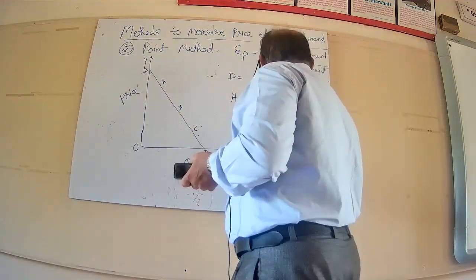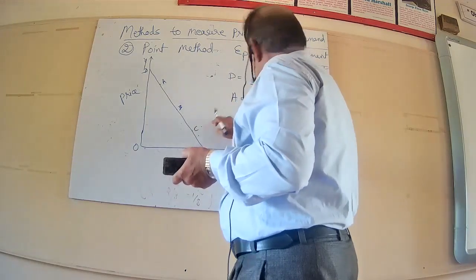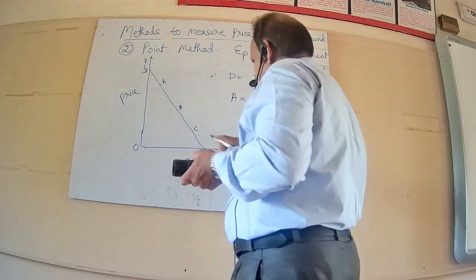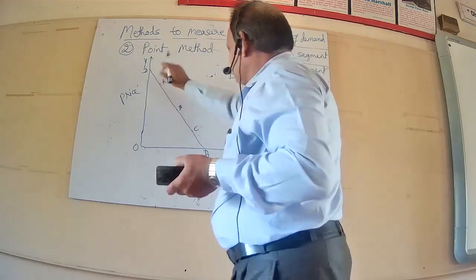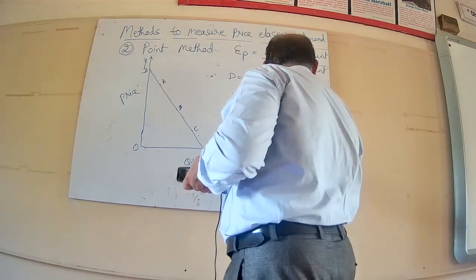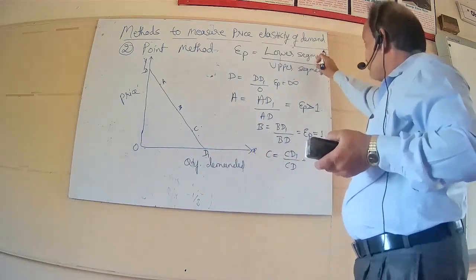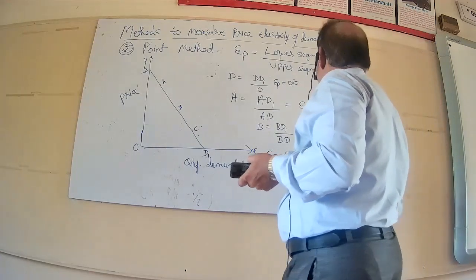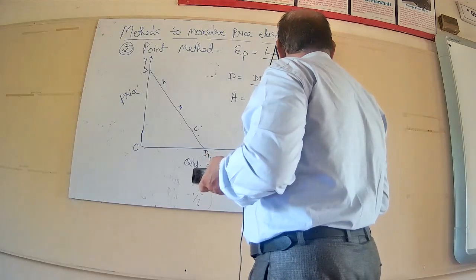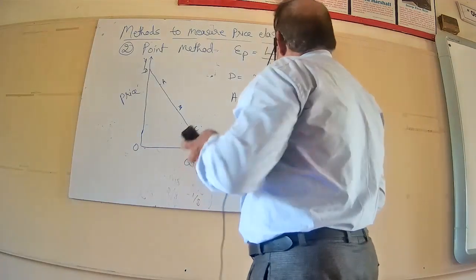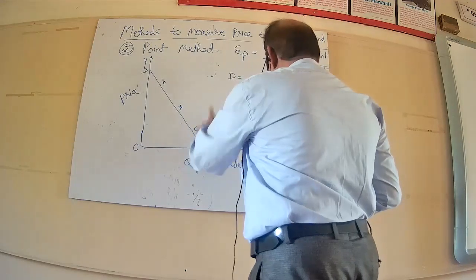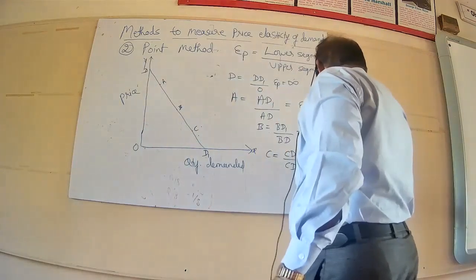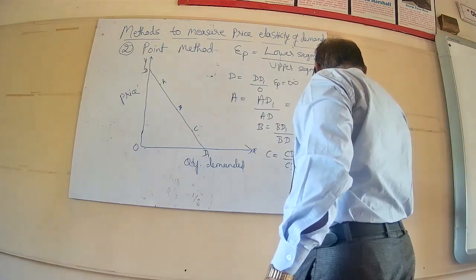Okay, then come to point C. At point C, lower segment is CD1 divided by upper segment CD. Here, lower segment is smaller and upper segment is bigger. CD1 is smaller, upper segment DC or CD is bigger. Therefore, you will get the value of elasticity as smaller than 1.